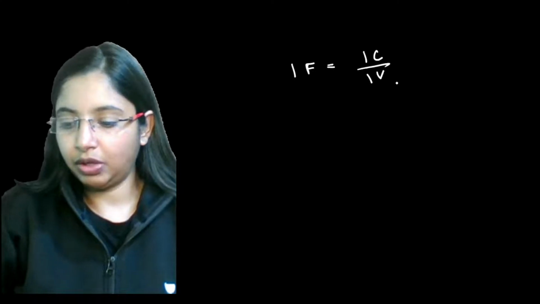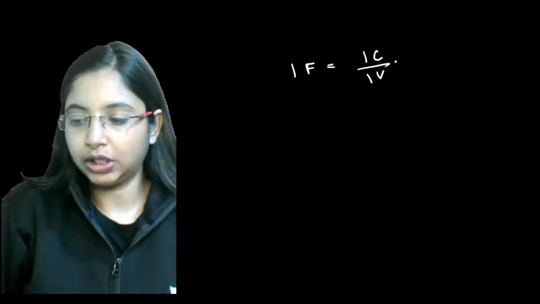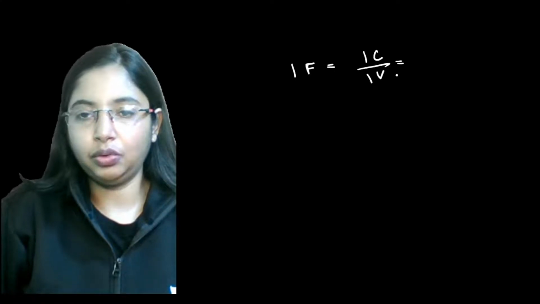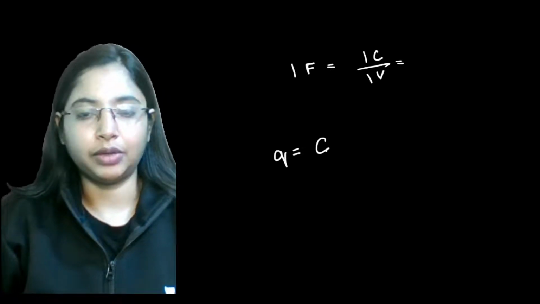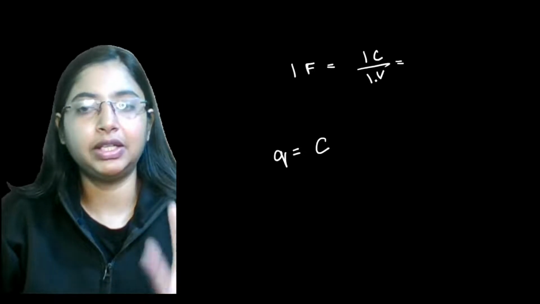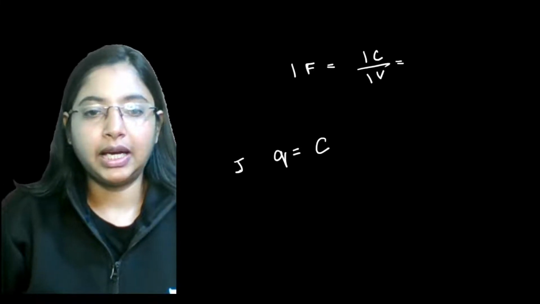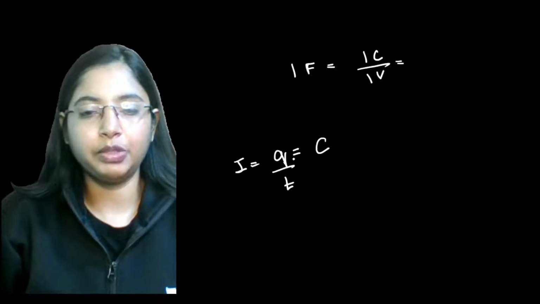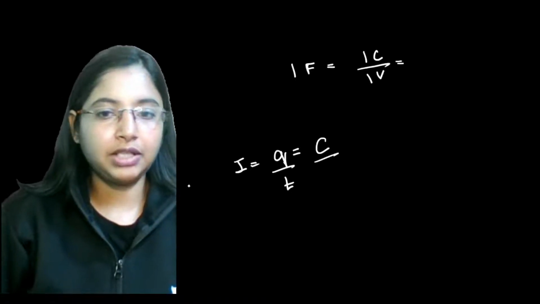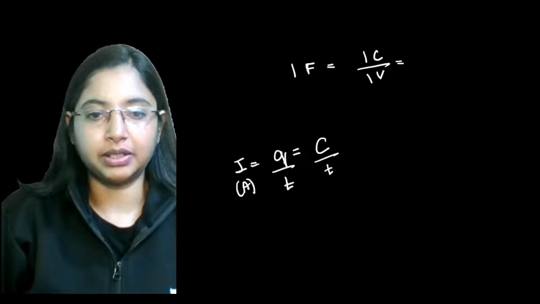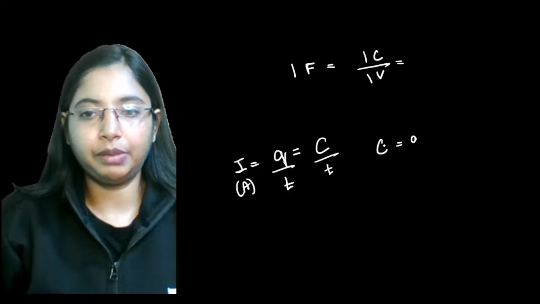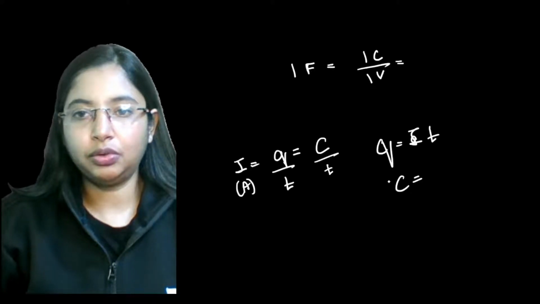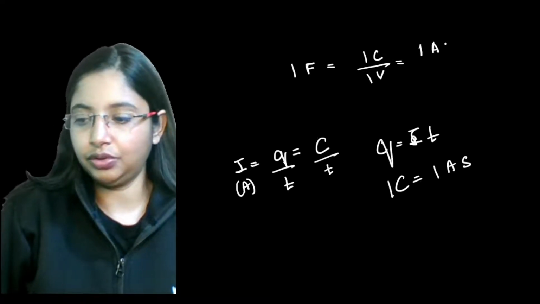If you want the dimensional formula of capacitance, it's very simple. Coulomb is the unit for charge, but it is not a fundamental unit. You have to express the units in terms of fundamental units. We know current is equal to charge per time, with current in amperes. So charge is nothing but current into time. Instead of 1 coulomb, you can use 1 ampere second.